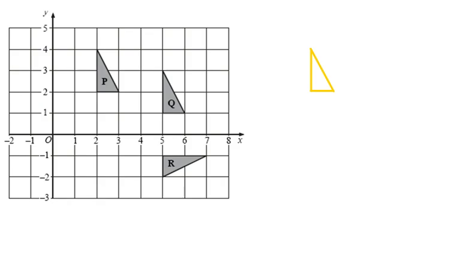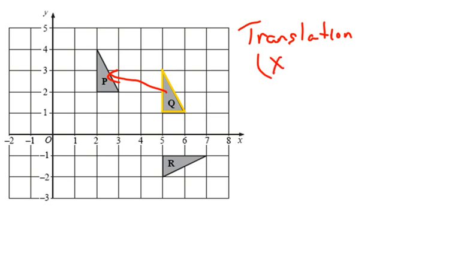So let's look at another example. If you had to move this, for example, if I said, okay, move it from Q to P, that's pretty simple. If you had to move it from here up to here, obviously it's going to be a translation. The X is going to go what? Over 3. So X minus 3. And the Y actually goes up 1. So it'd be Y plus 1.